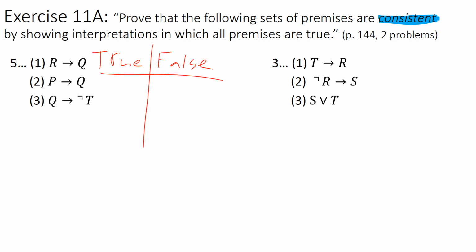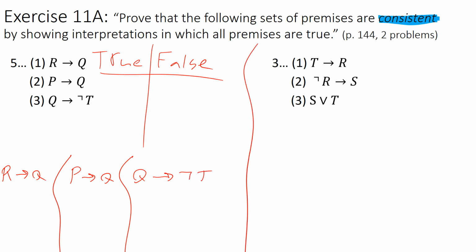We have the premise if R then Q. We have the premise if P then Q. And we have the premise if Q then not T. Here we actually have some wiggle room in terms of our assignments. We could assign some atomic sentences as having either the value of true or false without making any of the premises false.